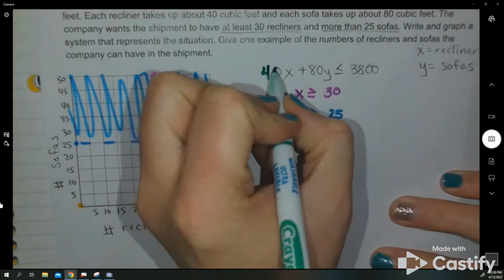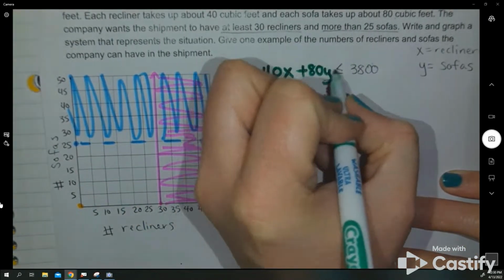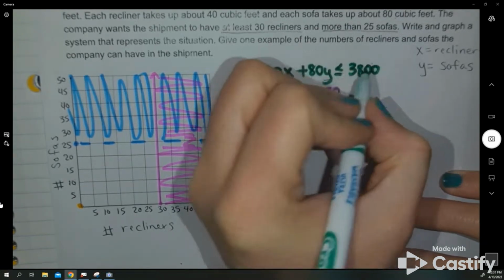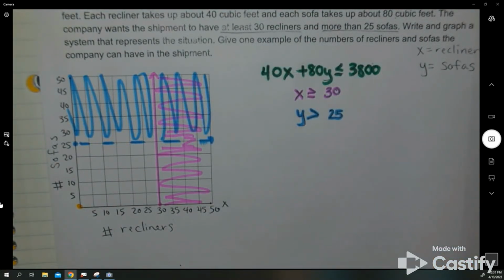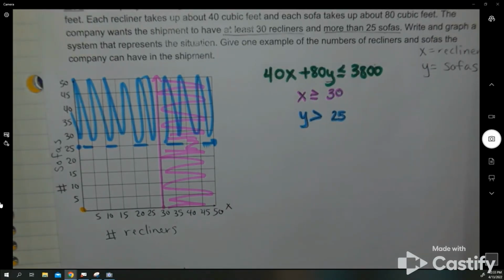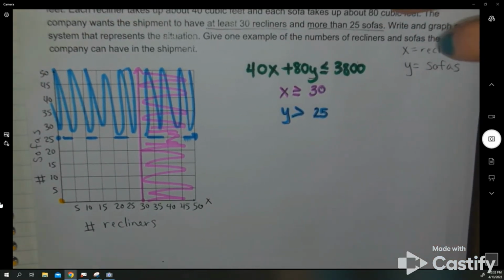So we're looking at 40x plus 80y is less than or equal to 3,800. So as we're doing this, we should plug in 0 for x, find our y-intercept. Plug in 0 for y, find our x-intercept. We also could try putting our equation into slope-intercept form. And looking at these, if I were to plug in 0 for x, I would get a y-intercept of 47.5. And if I plug in 0 for y, I'm going to get an x-intercept of 95. My x-axis doesn't go up to 95. So I would choose to not do this method just because of the graph that we have.